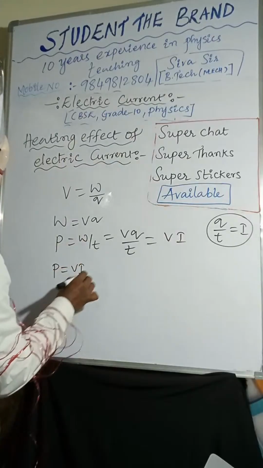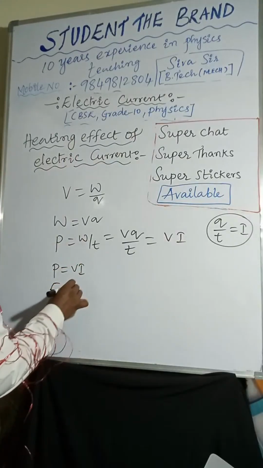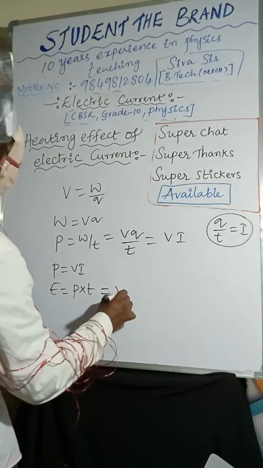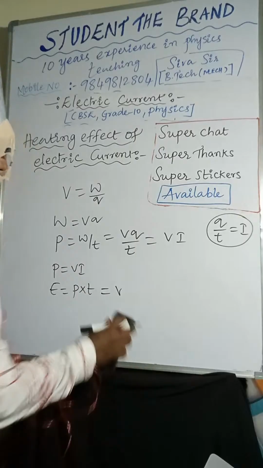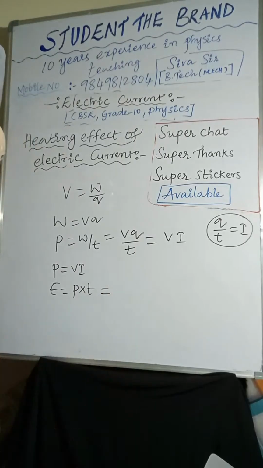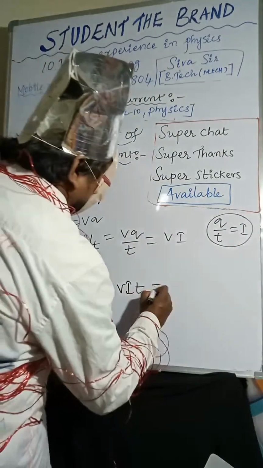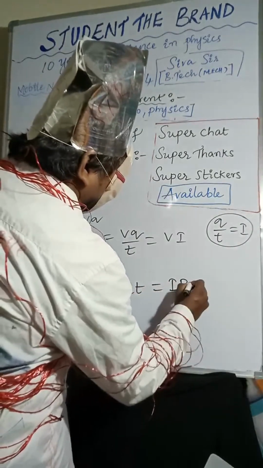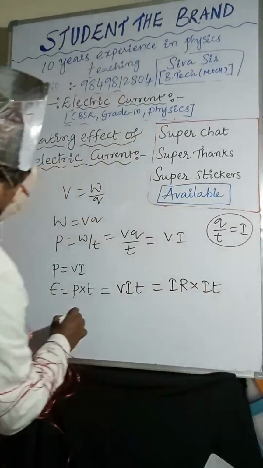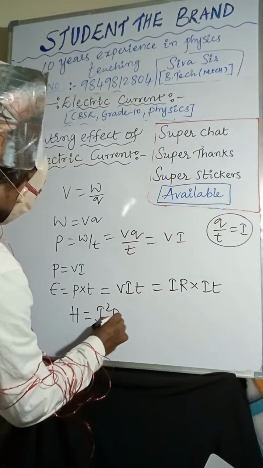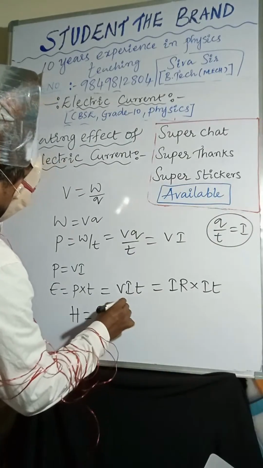Energy given to the conductor is equal to P into T. We know P equal to VI, so VI into T, that is nothing but IR into I into T. So heat produced in the conductor is equal to I square RT.